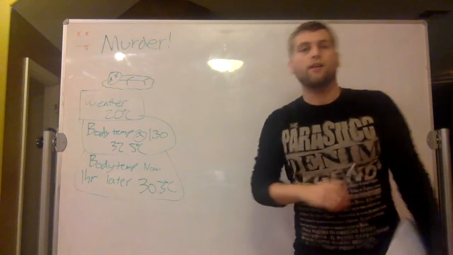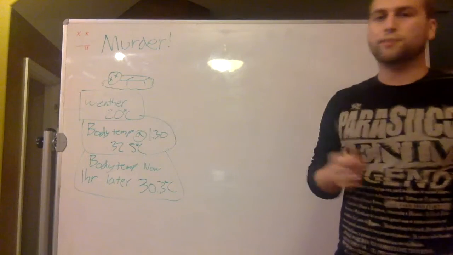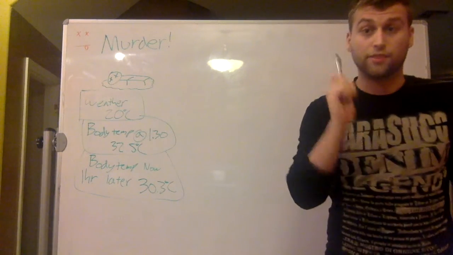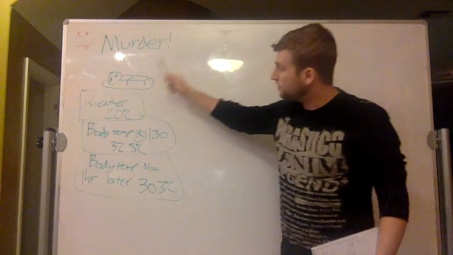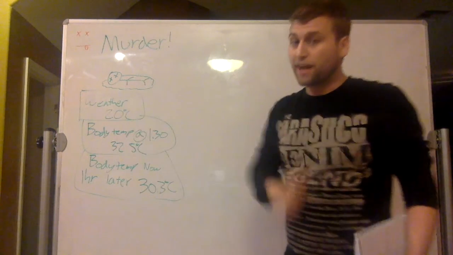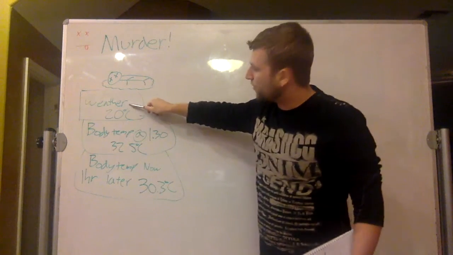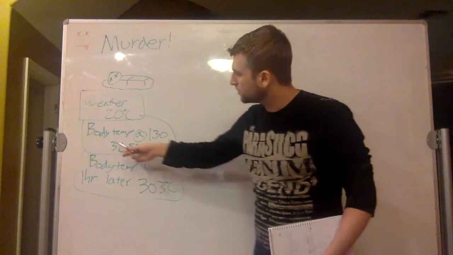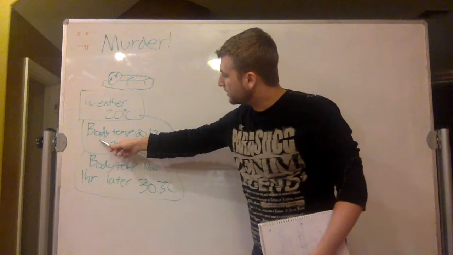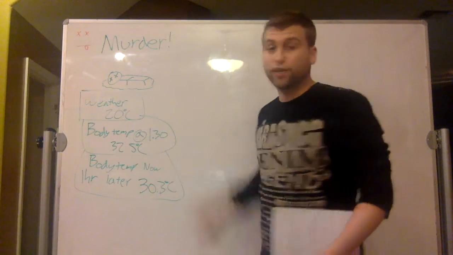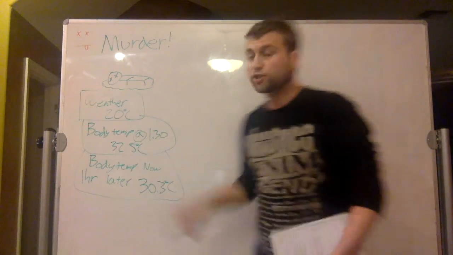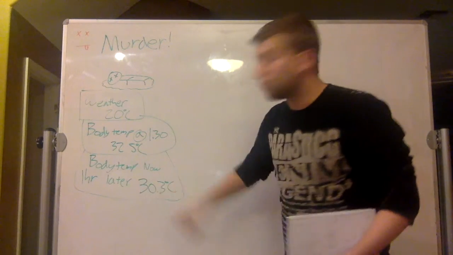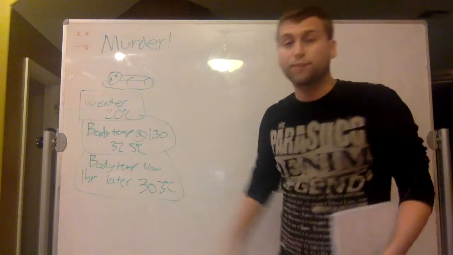My name is Oliver. I'm in Calc 1 spring semester in Professor Crackmo's class, and I'm here to tell you there's been a murder. Now, we know a couple facts about this murder. We know that the weather was exactly 20 degrees Celsius when the murder took place. We know that the body temperature at 1:30 when we first found the body was 32.5 degrees Celsius, and the body temperature now, 1 hour later, is 30.3 degrees Celsius.